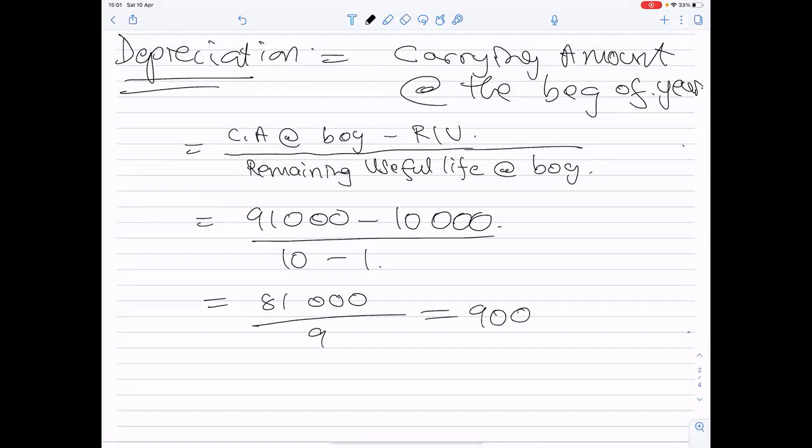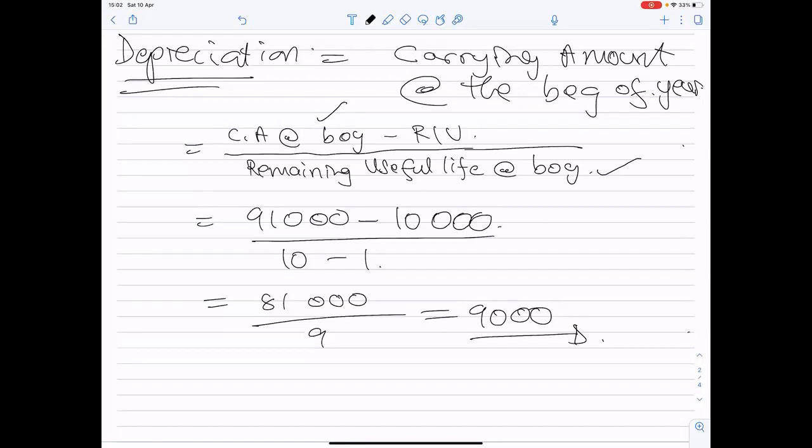9,000. You are going to get 9,000. So there are two ways to calculate a depreciation. You can use the cost, and if you are using the cost, you just know that you are going to be using the total useful life of the asset. But if you are using the carrying amount of the asset, you will be using the remaining useful life at the beginning. So everything should be the same. We use the carrying amount at the beginning. We have to divide by the remaining useful life also at the beginning. Do we understand that part?